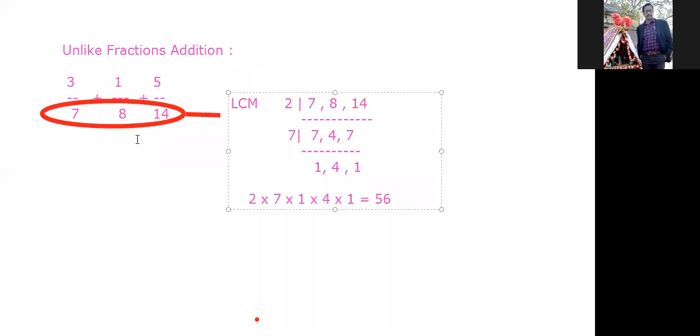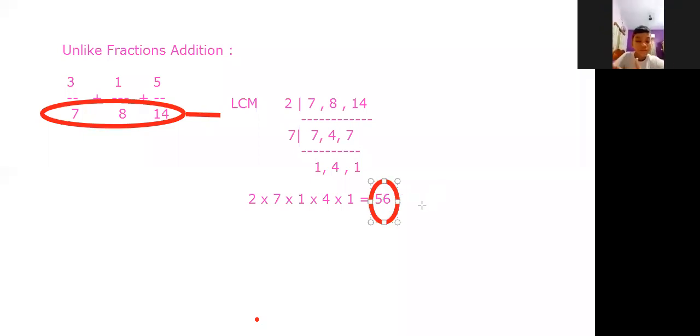Now if I want to add these fractions, let's see what we have to do. Very interesting thing. 56, we have to remember this very important number. Okay, so we'll just check here. 56. Can you see 56 here, everybody? Yes, sir. Okay. This is the LCM of the three numbers 7, 8, and 14.